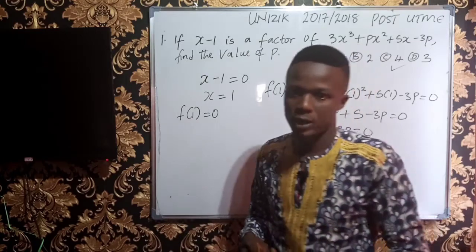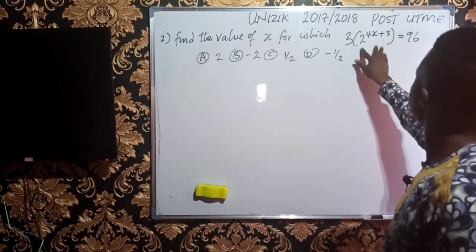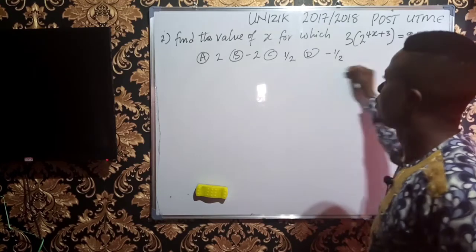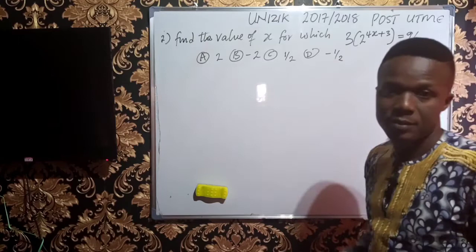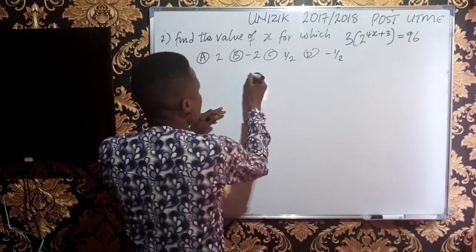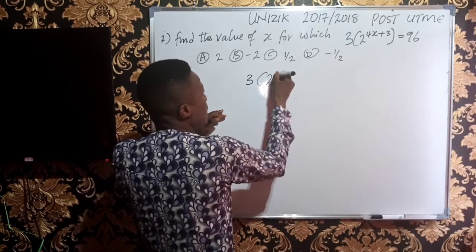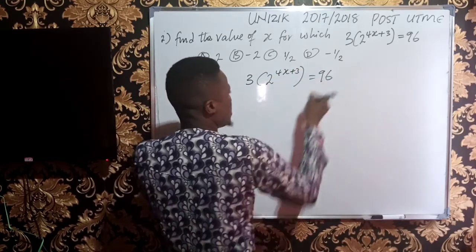Let us take the second one. The second question says we should find the value of x for which this is equal to 96. You can see the options. So let us solve this and get back at the answer immediately. So this is indices. We have 3 into 2 power of 4x plus 3 is equivalent to 96.